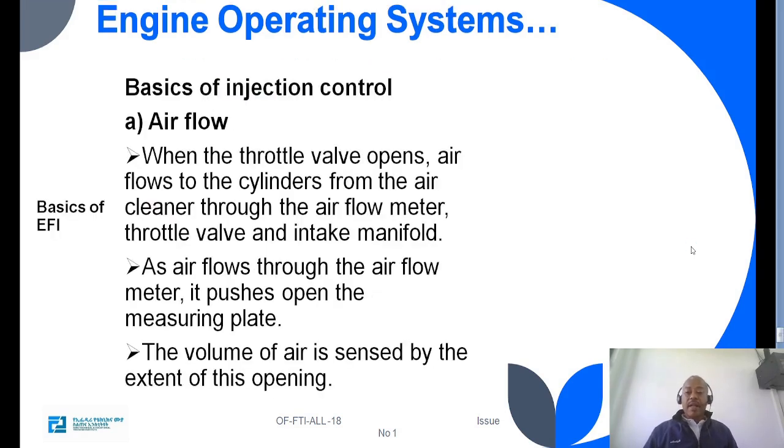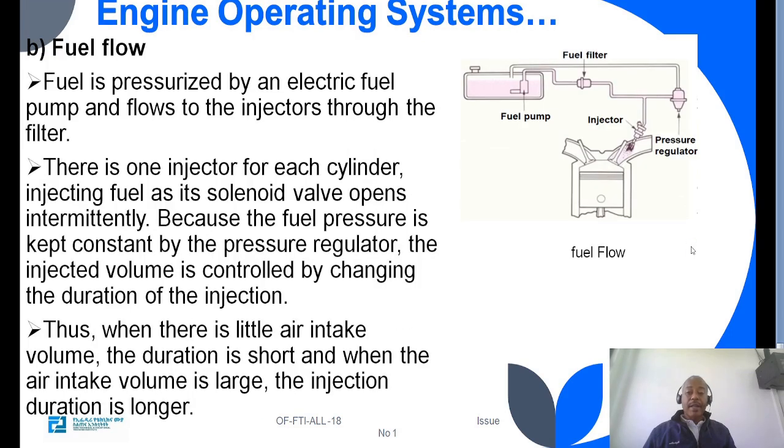Basics of EFI. Basics of injection control. Airflow. When the throttle valve opens, air flows to the cylinder from the air cleaner through the airflow meter, throttle valve and intake manifold. As air flows through the airflow meter, it pushes open the measuring plate. The volume of air is sensed by the extent of this opening.